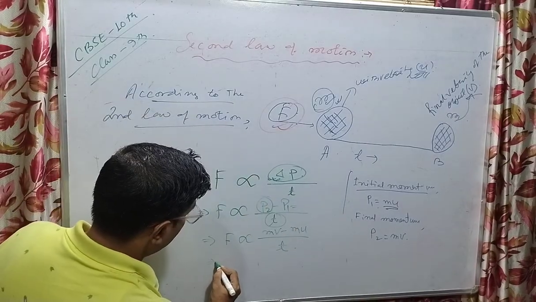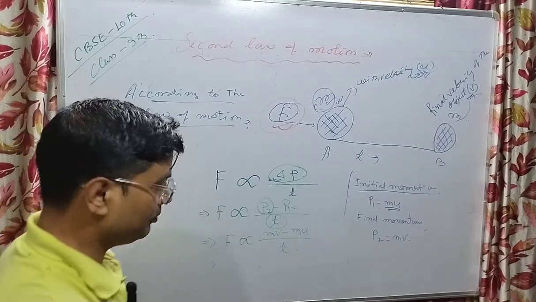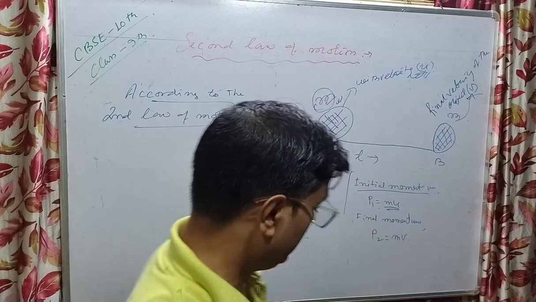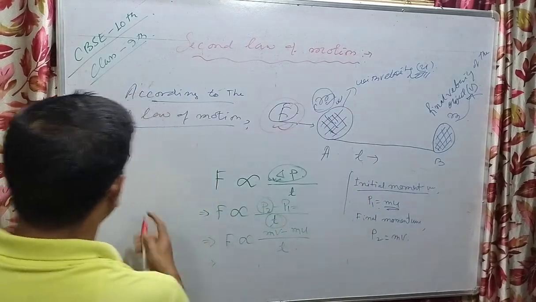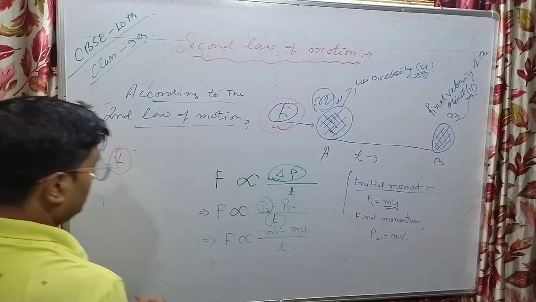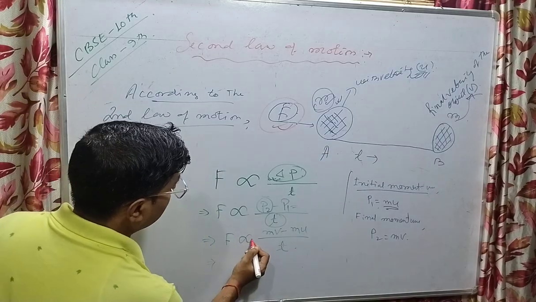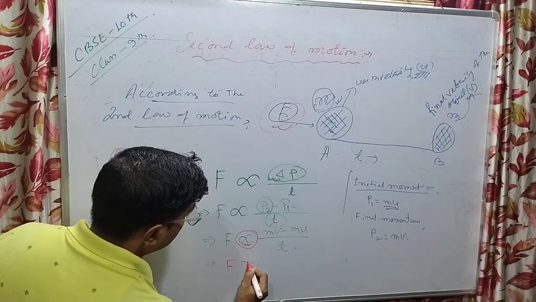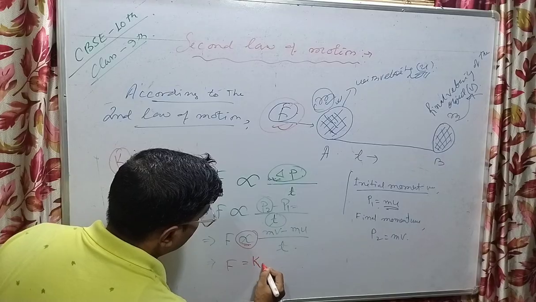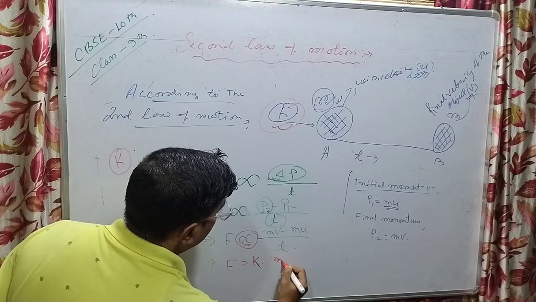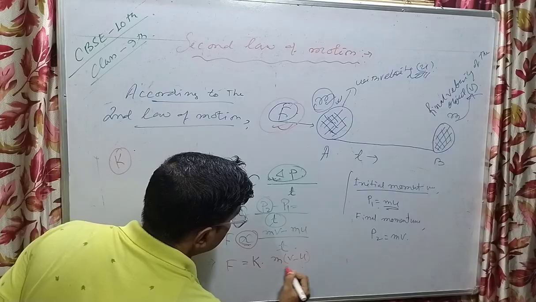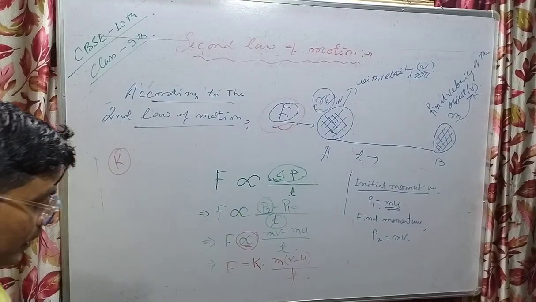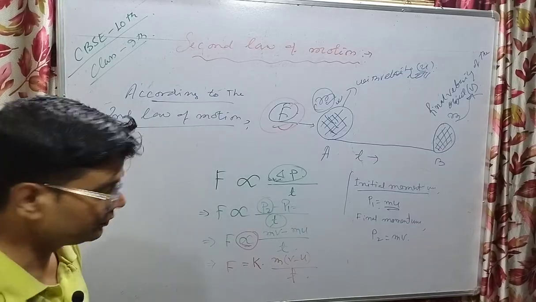Now I have to take a proportionality constant, and the proportionality constant will be k, because I have to remove the symbol of proportionality. Therefore, F is equal to k into m into v minus u divided by t. I hope this is clear.